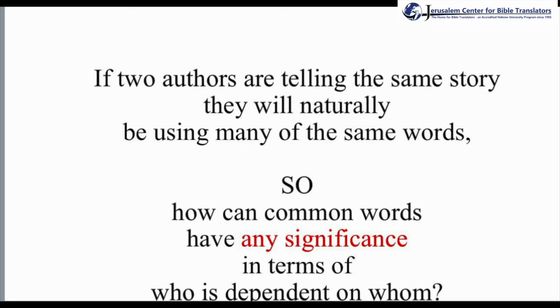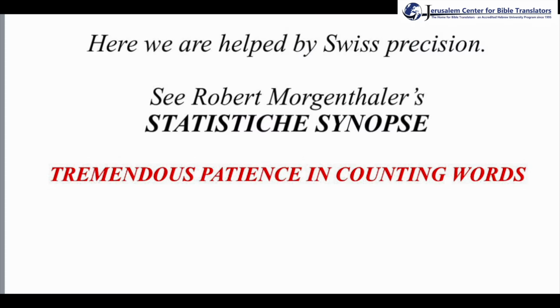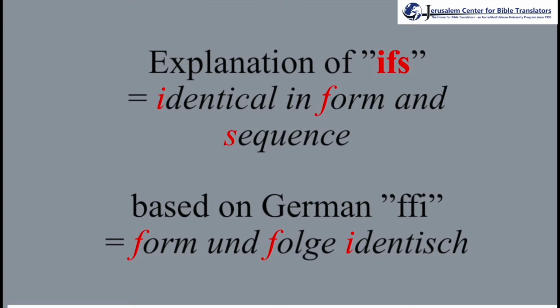Now, if two authors are telling the same story, they'll naturally be using many of the same words. So how can common words have any significance in terms of who's dependent on whom? Well, we're helped by Swiss precision. Robert Morgenthaler, New Testament scholar, has written a statistical synopsis with tremendous patience in counting words. And it's written in German, so it's called Form und Folge identisch. And I've abbreviated that into English as IFS, identical in form and sequence.